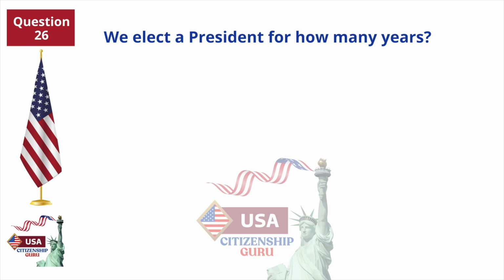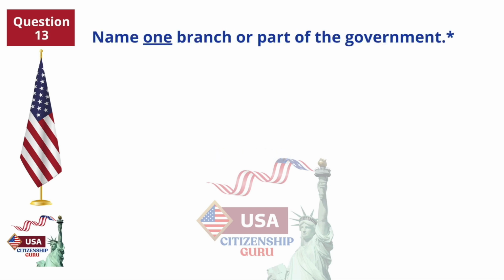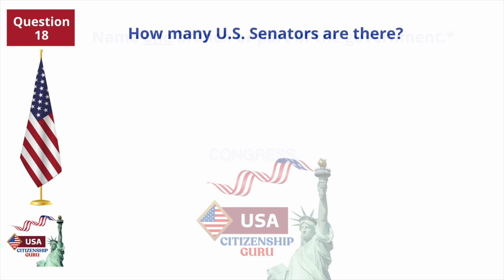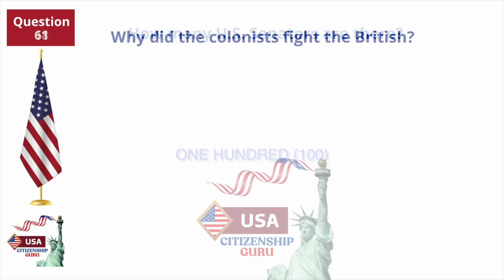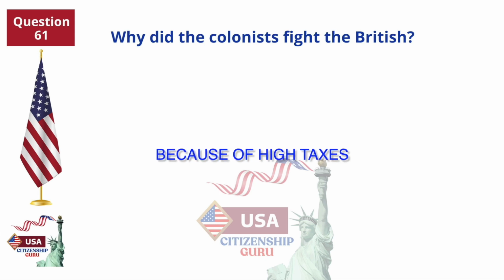We elect a president for how many years? 4. Name one branch or part of the government. Congress. How many U.S. senators are there? 100. Why did the colonists fight the British? Because of high taxes.